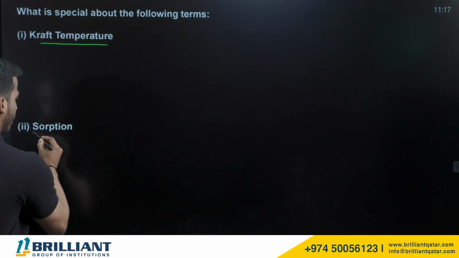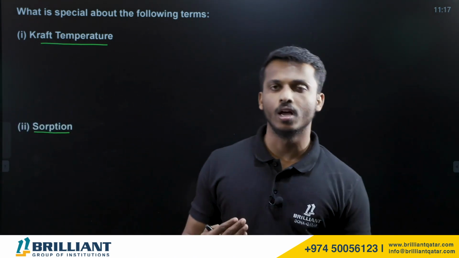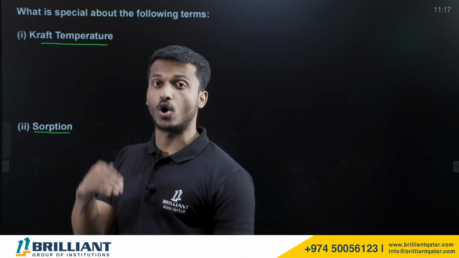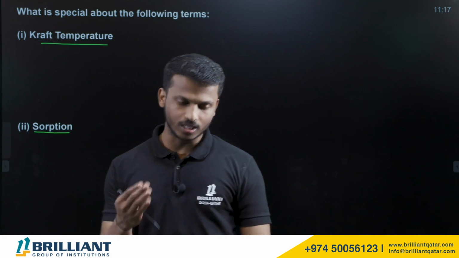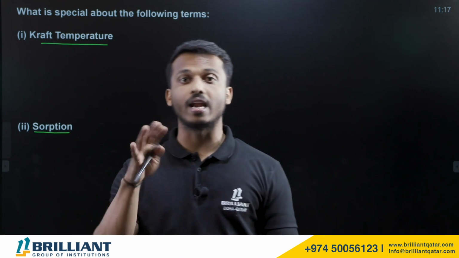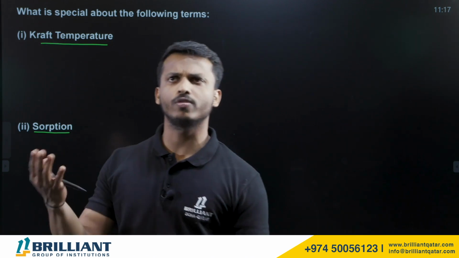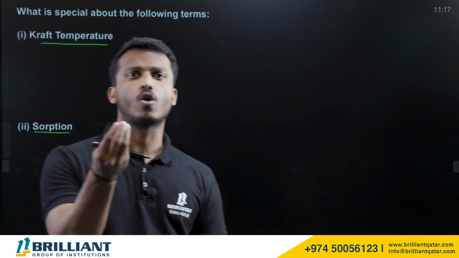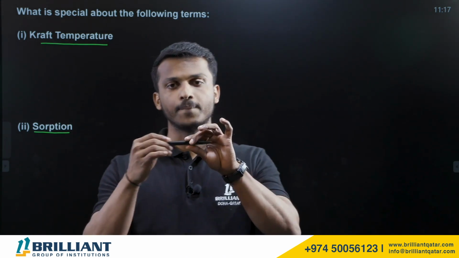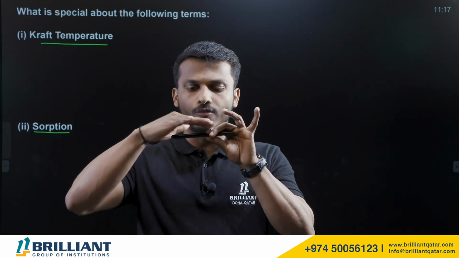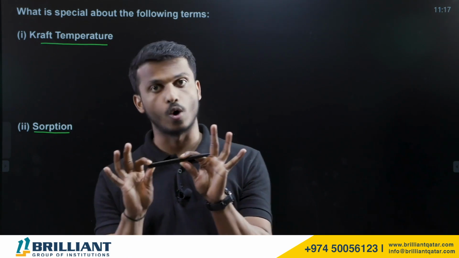What is meant by sorption? Dear students, what is meant by sorption and desorption? Sorption means the process in which both adsorption and absorption happen simultaneously. One example you may have studied is dyeing of cotton fibers. Then what is meant by desorption? Desorption means the process of removal of adsorbate particles from the surface of an adsorbent.